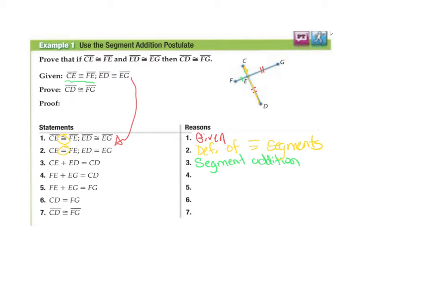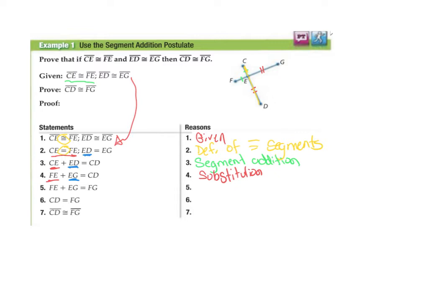Well, in statement 2, I said that CE is the same thing as FE, so I can replace CE with FE. When you replace something, that's called substitution. So I'm substituting CE with FE because in statement 2, I told you that those two things are the same. And then I'm going to do the same thing with ED because I told you that's the same as EG. So I'm going to replace ED with EG. And then I'm going to keep CD because that's the same.